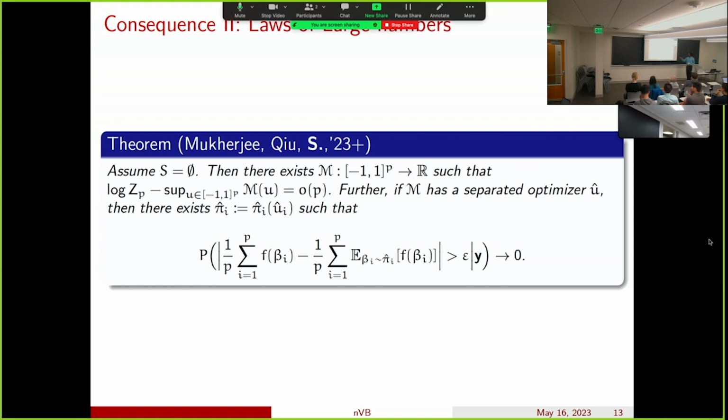And in particular, this function m comes with a lot of information about the actual posterior. This function m is generally a non-convex function in high dimensions, but if it has a well-separated optimizer u hat, then this u hat actually helps you understand things like laws of large numbers for samples drawn from the posterior.